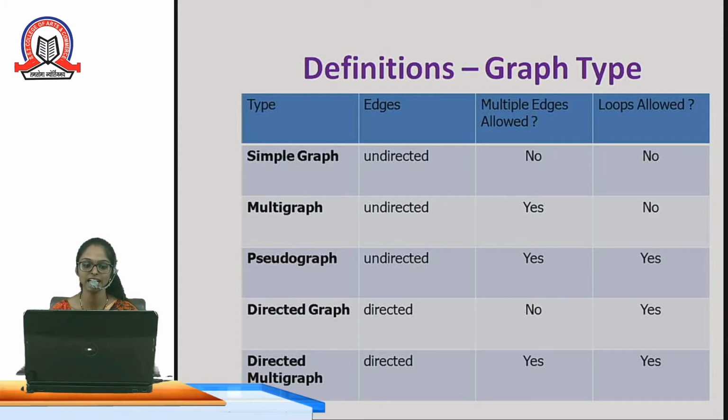Next one is directed multigraph. Directions are allowed, and multiple edges and loops are also allowed. Using this table, you can understand very easily.